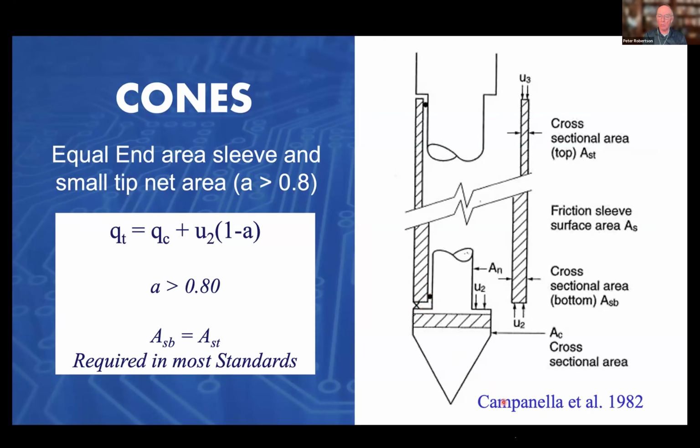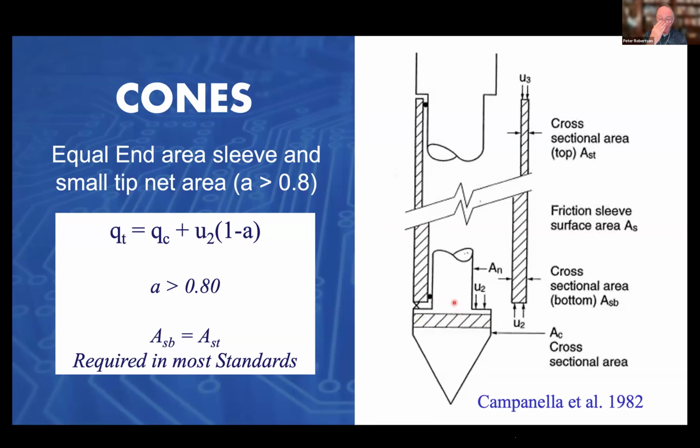And so when I was working with Professor Campanella, we came up with a small correction that said the actual corrected tip resistance is the measured tip resistance, which is the load divided by the gross cross-sectional area. And you made this small correction that was the water pressure on that shoulder times 1 minus the net area ratio. And the net area ratio, physically, is the ratio of the area of the load cell divided by the area of the tip, which for most modern day cones is around 80%.